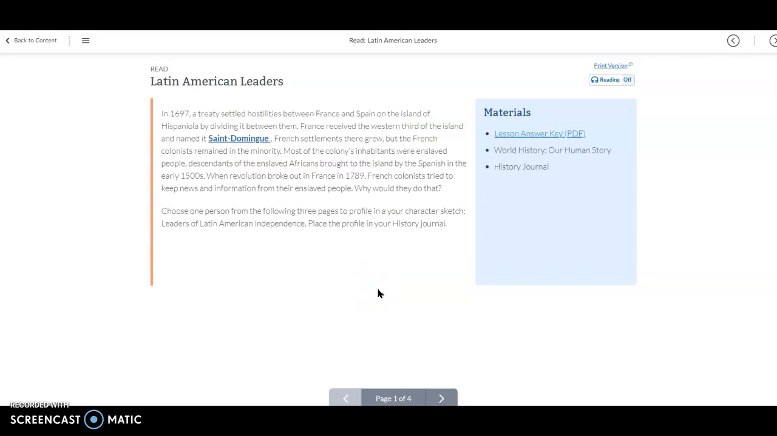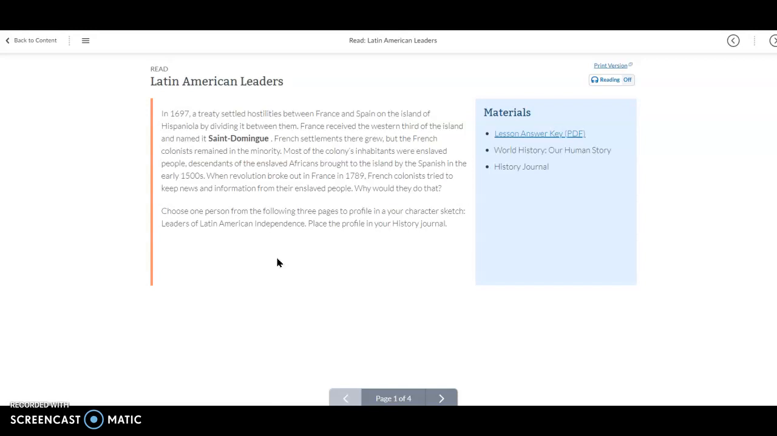In 1697, a treaty settled hostilities between France and Spain on the island of Hispaniola by dividing it between them. France received the western third of the island and named it. If you don't know how to pronounce something, you can click on it. Saint-Domingue. Not sure if you heard that off of my other monitor. French settlements there grew, but the French colonists remained in the minority. Most of the colony's inhabitants were enslaved people, descendants of the enslaved Africans brought to the island by the Spanish in the early 1500s. When revolution broke out in 1789, French colonists tried to keep news and information from their enslaved people. Why would they do that?